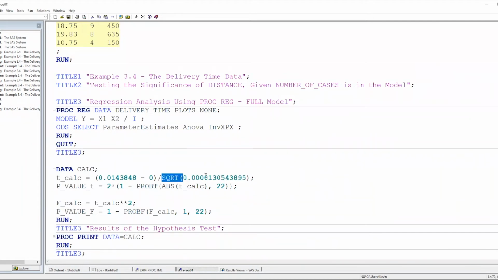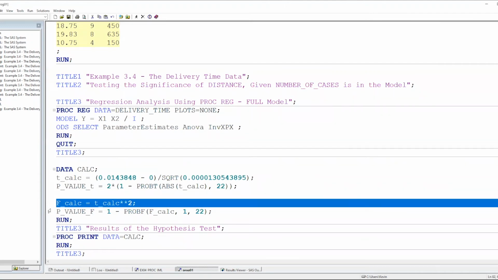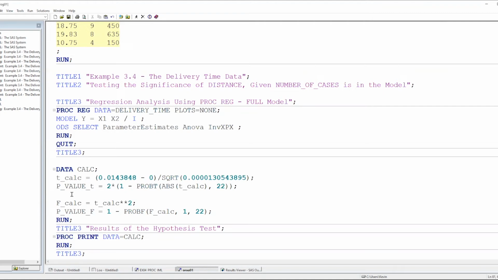All right, and I have to be sure to take the square root of that to get the standard error. So that will give me the value of the test statistic t-calc, and then I do the same kind of calculation I did in PROC IML to get the p-value for this test, right? And in this program, I'm actually going to show you the f-test as well. I'm going to differentiate the two p-values based on the t-value and the f-value by appending _t and _f for those p-values for the t-calc and f-calc respectively. Okay, so this is how we can get these calculations for this particular approach.